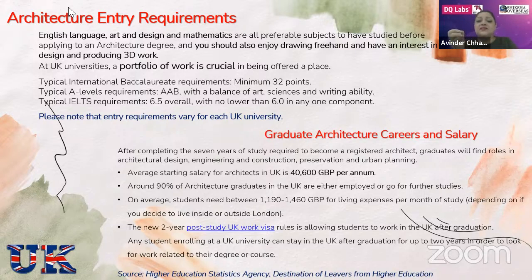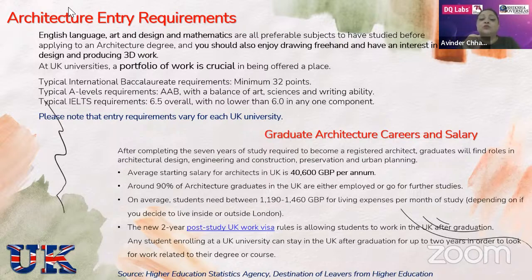So it's just a 10% variation where there could be a dropout due to personal reasons, maybe a career change or whatever, but 90% is the sustenance ratio. And on average, a student needs between 1,190 and 1,460 GBP for living expenses per month of study, depending on whether you decide to live inside or outside London. If you live in London, you should be looking at 1,460 per month, and outside London 1,190.